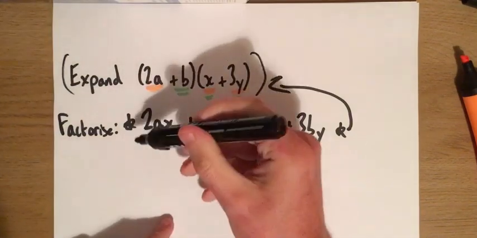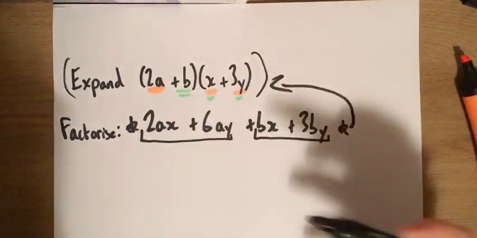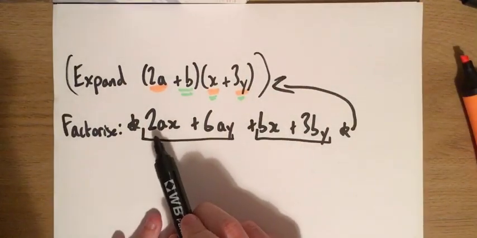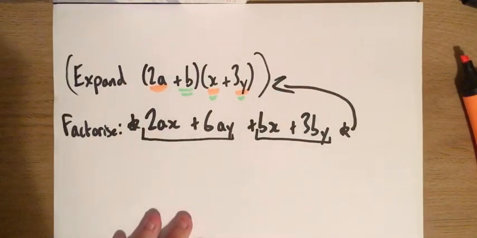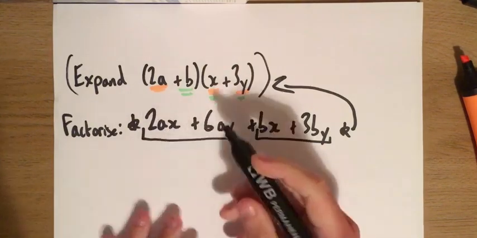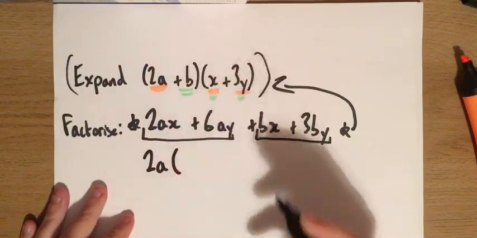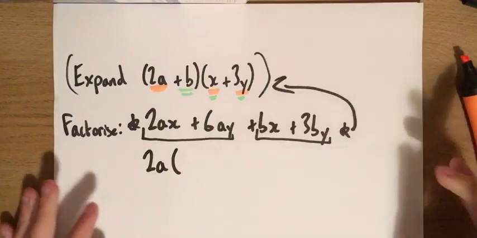So 2 groups of 2. Okay, nothing common to all 4, so I have to do my 2 groups of 2. 2ax plus 6ay. What divides into both of those? 2 divides into both of them, and a divides into both of them. So I'll factorize a 2a out. I won't show my division step here. I'll just kind of do it in my head.